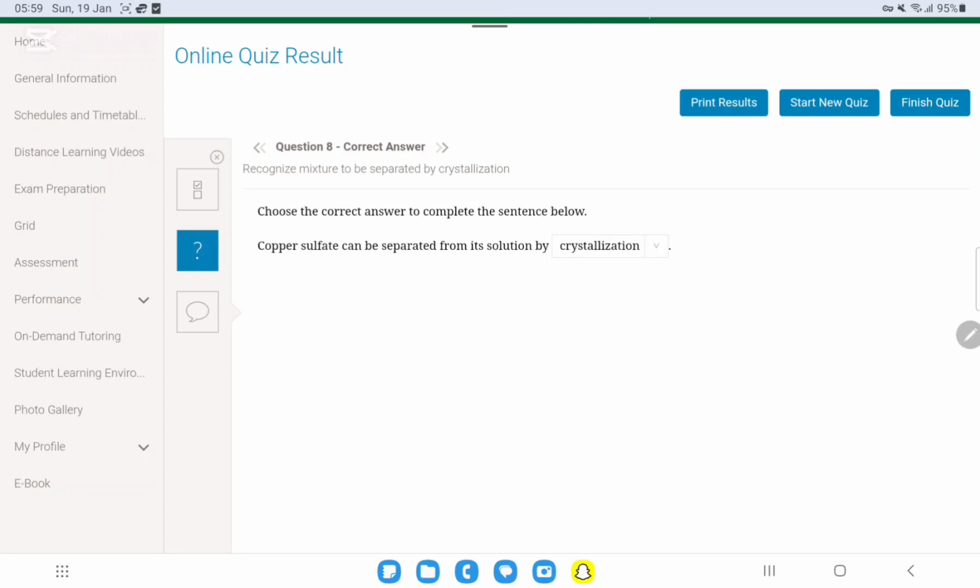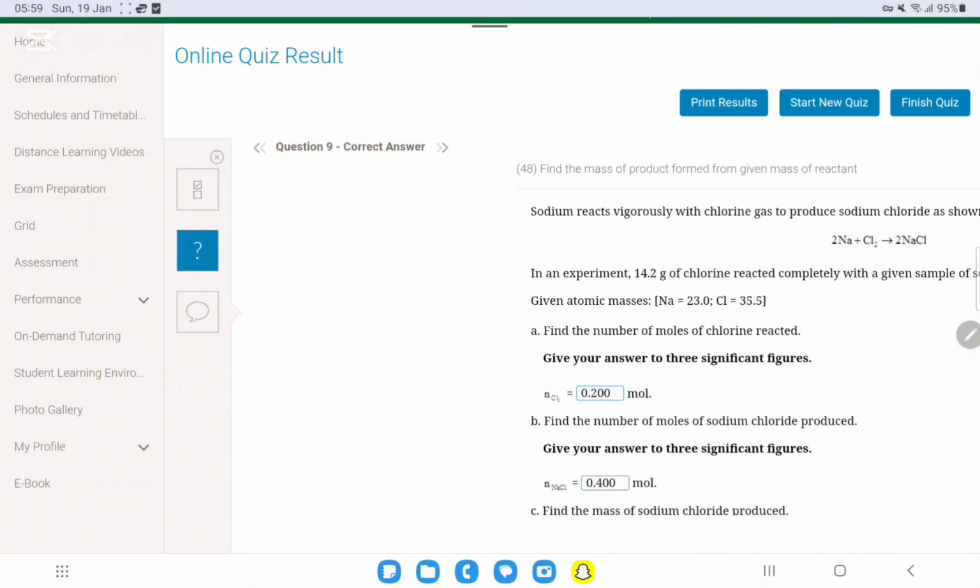Copper sulfate can be separated from its solution by crystallization. Copper sulfate is most of the time crystals. You use crystallization to separate it.